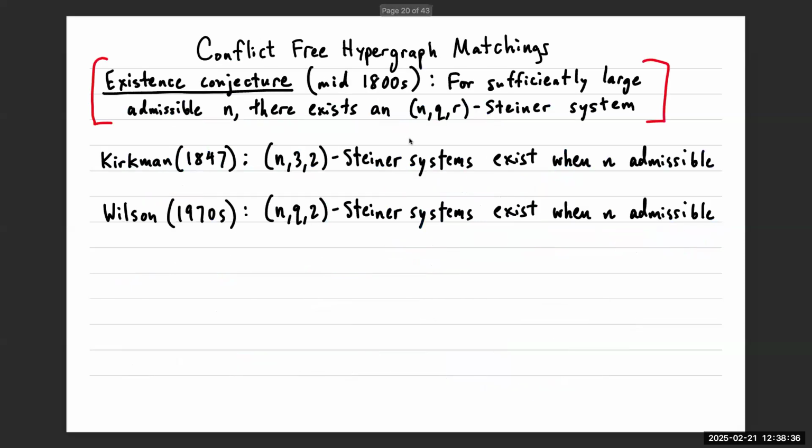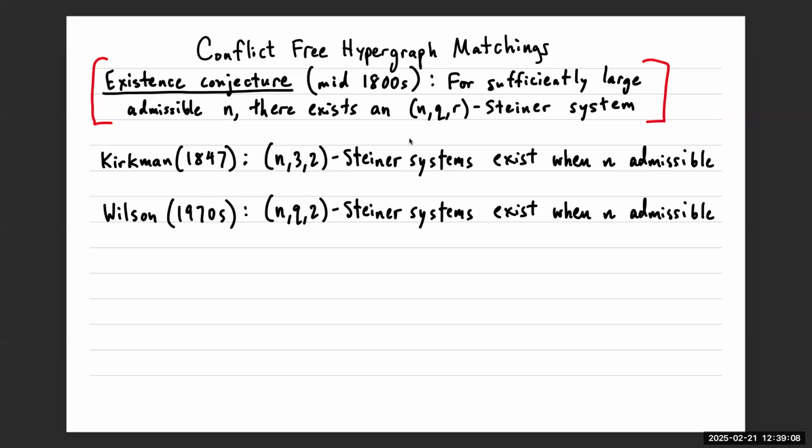So what was done in 1847, Kirkman proved that (n,3,2) systems exist when n is admissible. We'll say n is admissible when it satisfies whatever divisibility conditions it has. So Kirkman proved these, and they end up being called Steiner triple systems. It's kind of funny that Kirkman proved their existence, but they're called Steiner triple systems. But that's how naming goes. People don't realize somebody did something.